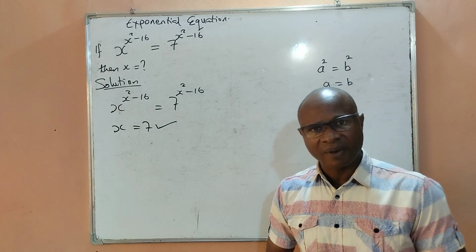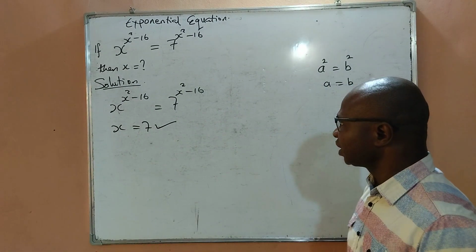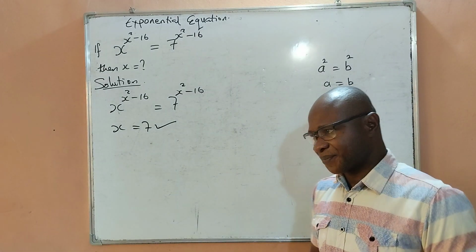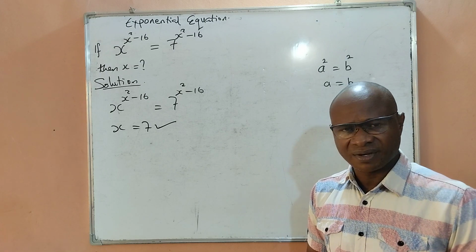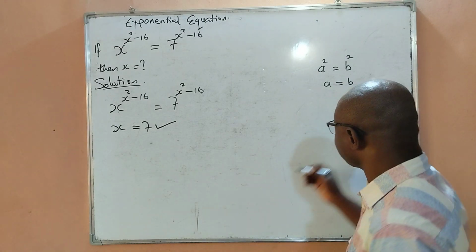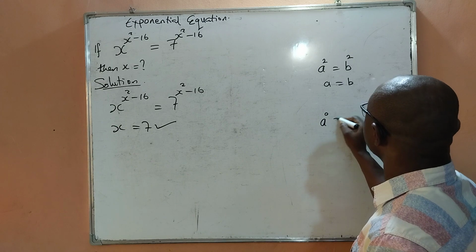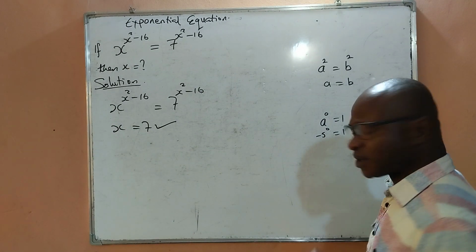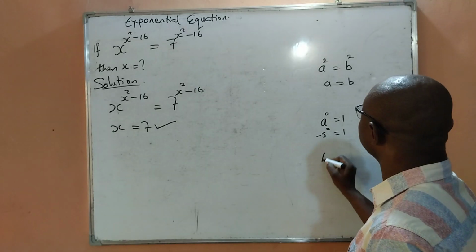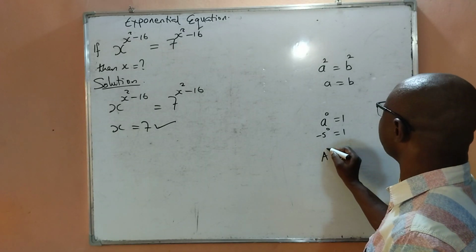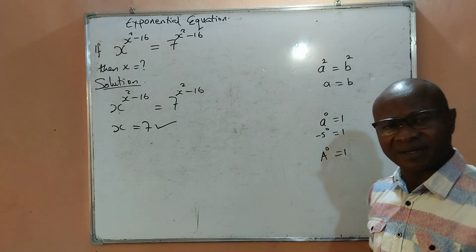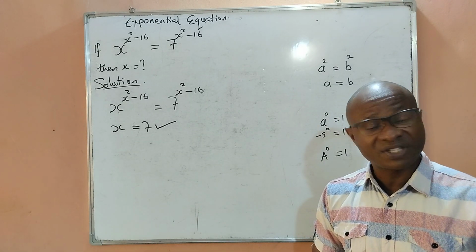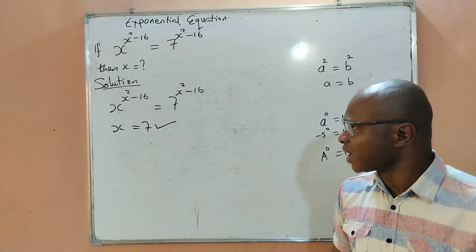Then there is another thing I want us to note. You see, also in indices, when any number or letter is raised to power 0, that gives us 1. That is, if I have a raised to power 0, it will give me 1. If I have negative 5 raised to power 0, it will give me 1. If I have, let's say, capital letter A raised to power 0, it is still going to give me 1. So any number, any letter, negative number, positive number, raised to power 0, is equal to 1.